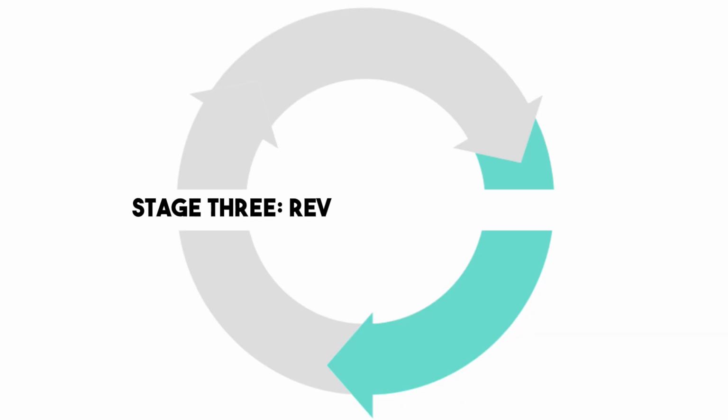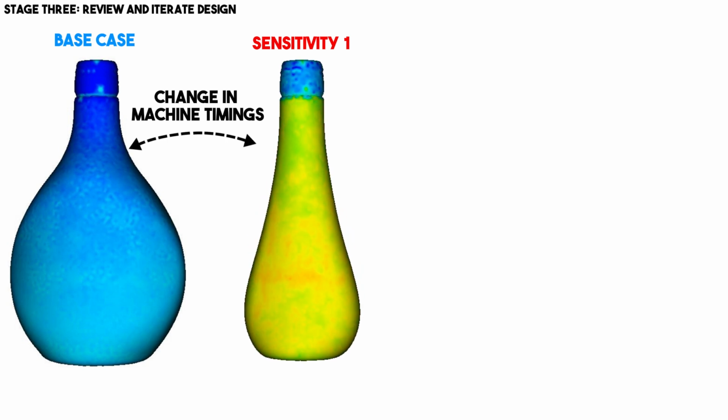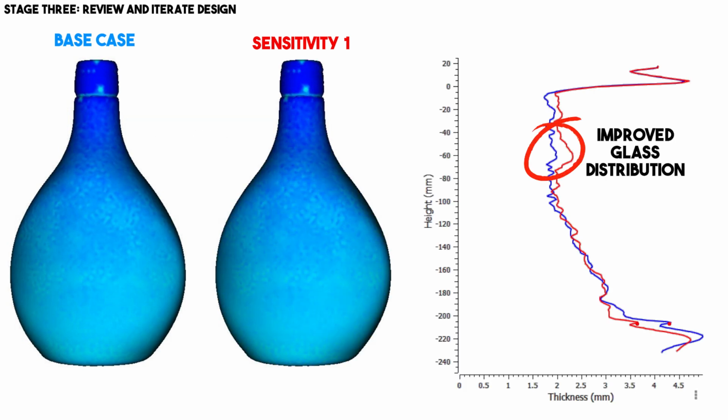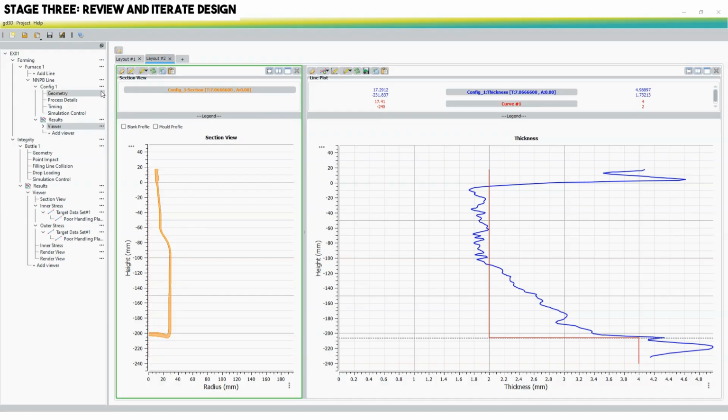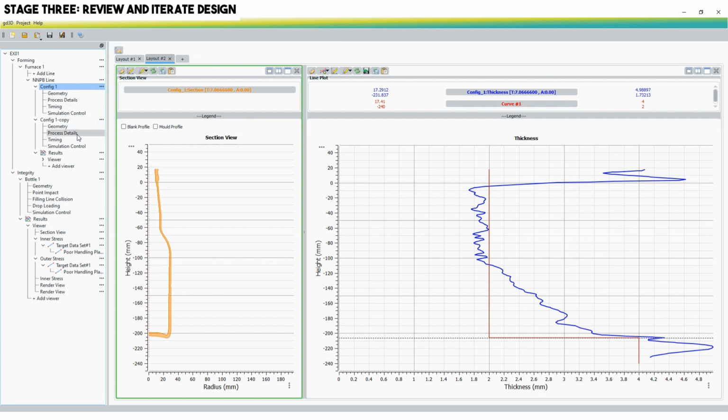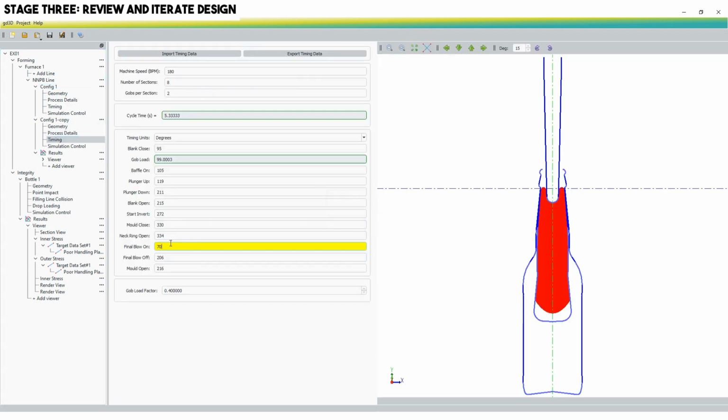Stage 3. Review and iterate design. In this stage, sensitivity tests on the tooling geometry or the machine timing are performed in an effort to improve the glass distribution. To set up a sensitivity test, simply copy the configuration that was run previously and make the modifications to the new configuration. In this example, the final blow-on was brought forward to reduce rundown. Then go to Simulation Control and run the simulation.